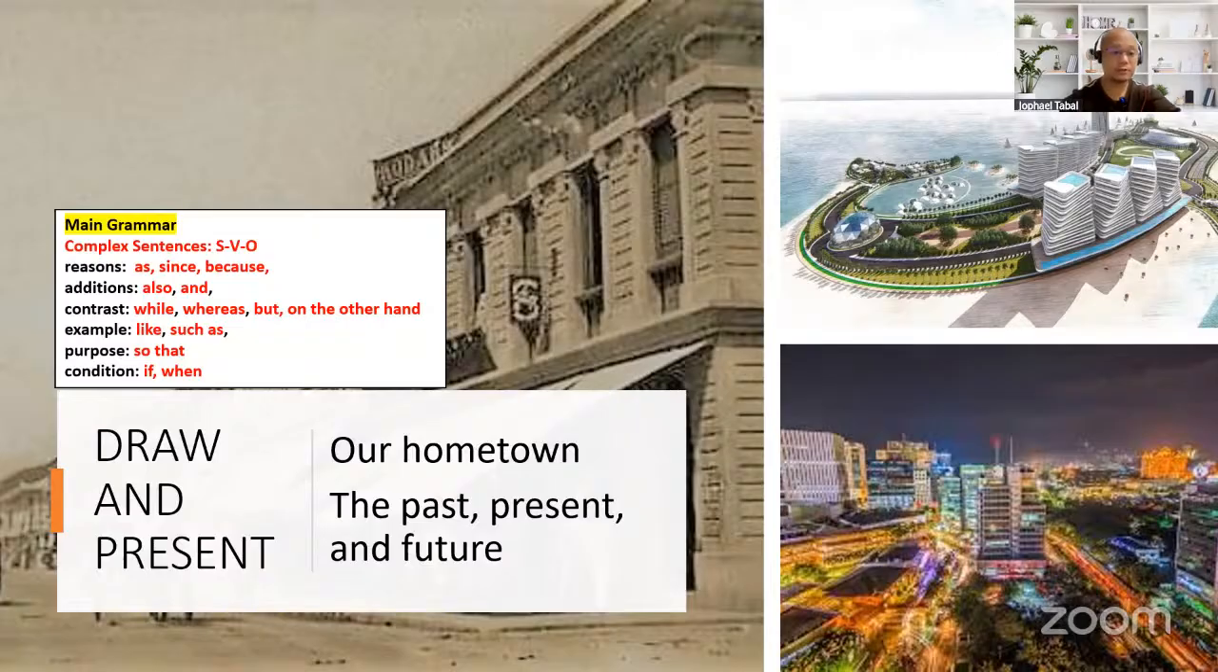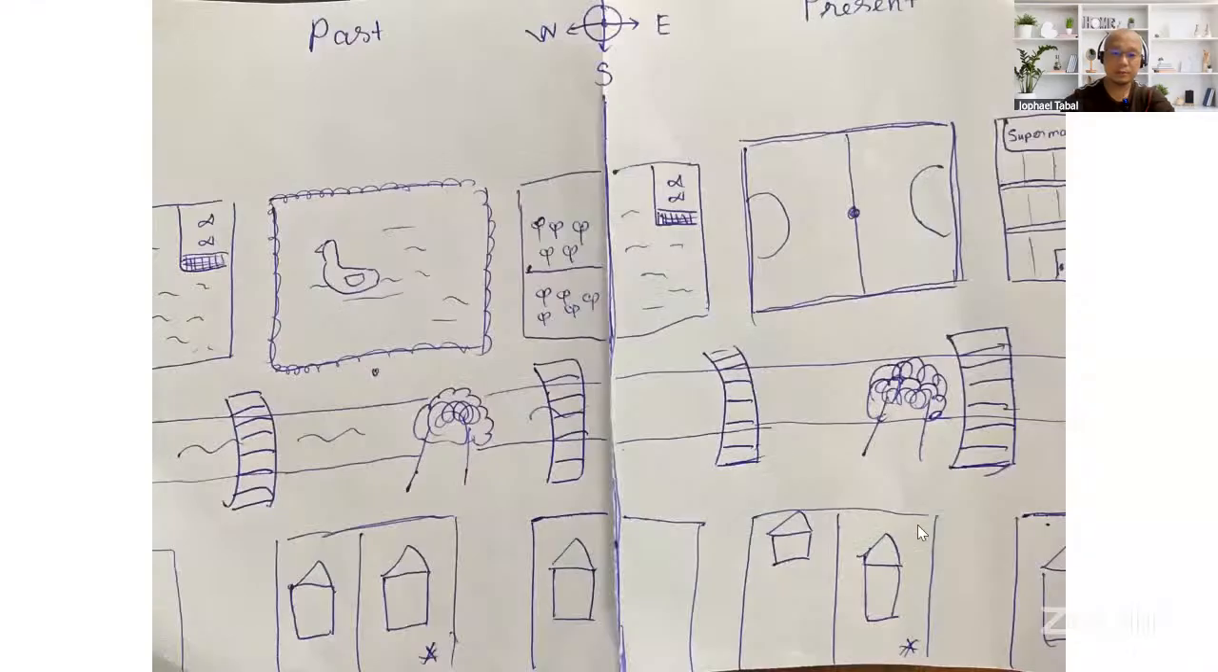You just need to write there the past and present, the development of your hometown. So for example here, we have a drawing from a student describing his or her hometown in the past and the present. We have here the direction, north, south, east, and west.